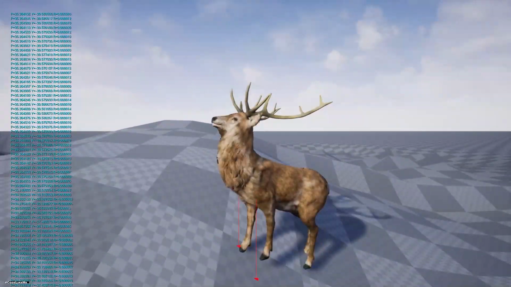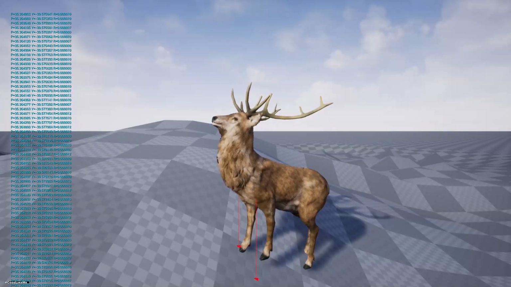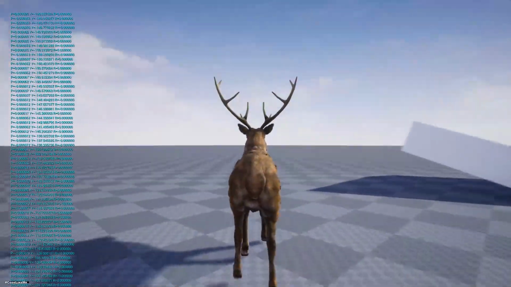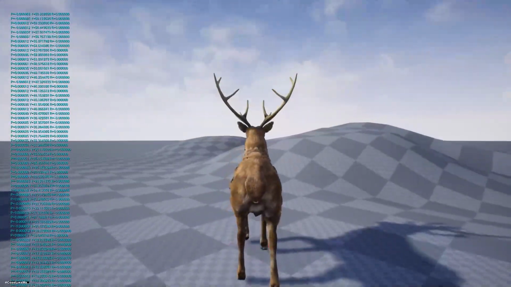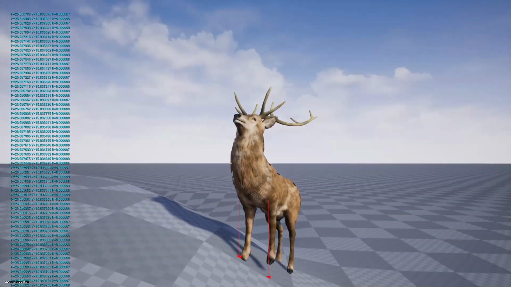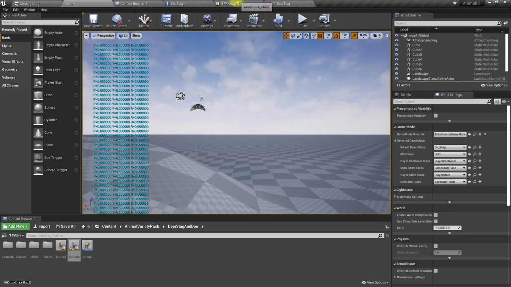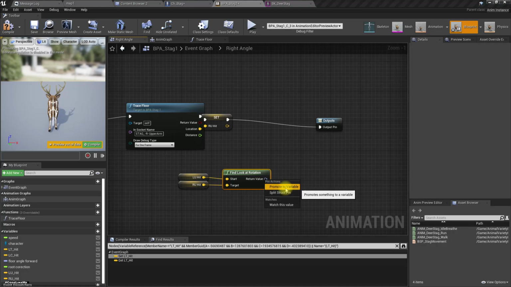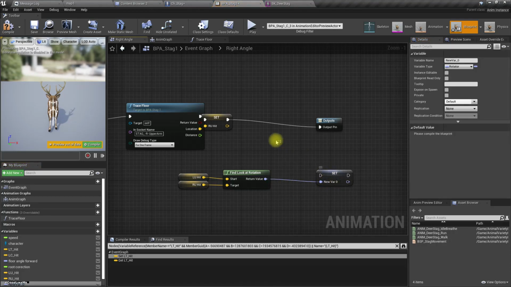What if I turn this way? P is 35. Let's work on a flat angle. So Y is... yeah, we don't really need Y, only P. Pitch is what we need. See, so pitch starts to change. Alright, so here pitch is the value we want to consider. Right, now let's promote this to a variable. Let's call it flow angle right.